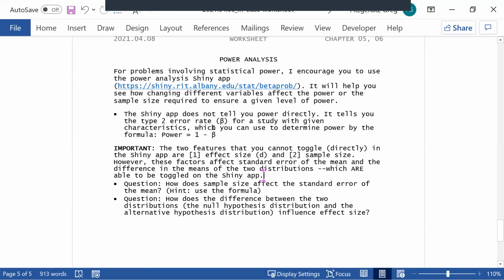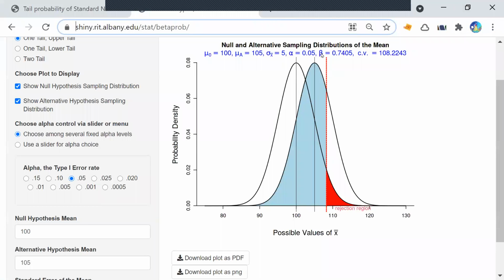So another aspect of this power analysis Shiny app is that it does not tell you power directly, even though I will ask you for it, but it does tell you the value of beta. And if you know that power equals 1 minus beta, if you know beta, you always know how to calculate the power. So beta is always given at the top of those plots on the right side of the page. So up here where my cursor is. So if you see for this preset, these presets, that beta is about 0.75. If beta is 0.75, what is the statistical power of this study?